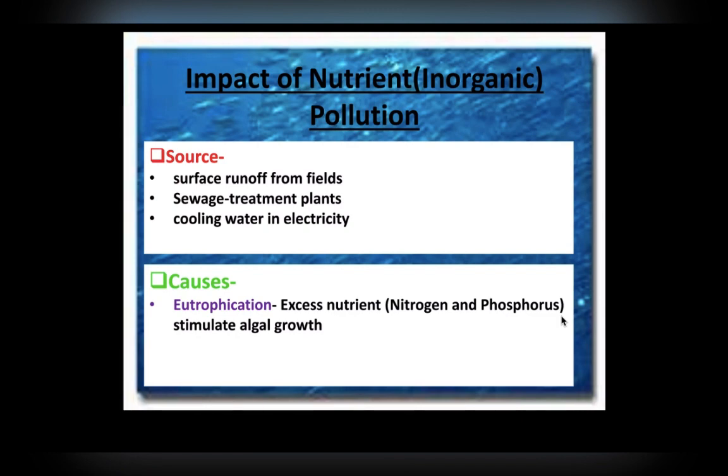Now let's take a look at the impact of nutrients, that's inorganic pollution, the impact that nutrients or inorganic pollution have on our environment. First of all, where are the sources of these inorganic nutrients? For example, one, we get them from the surface runoff from the field. When rain falls on the field, water runs off the surface and begins to wash the nutrients away. Then another one is sewage treatment plants.